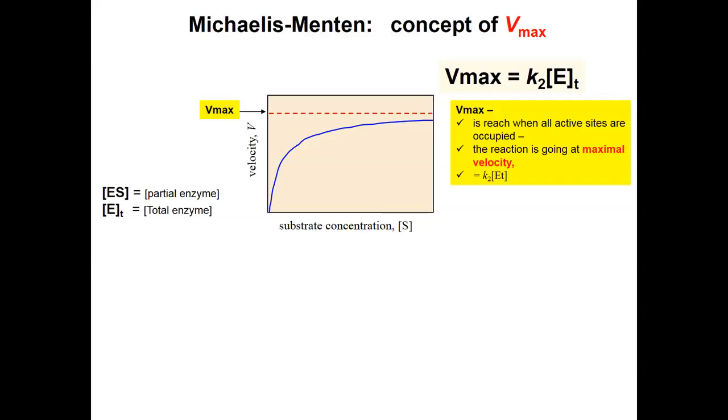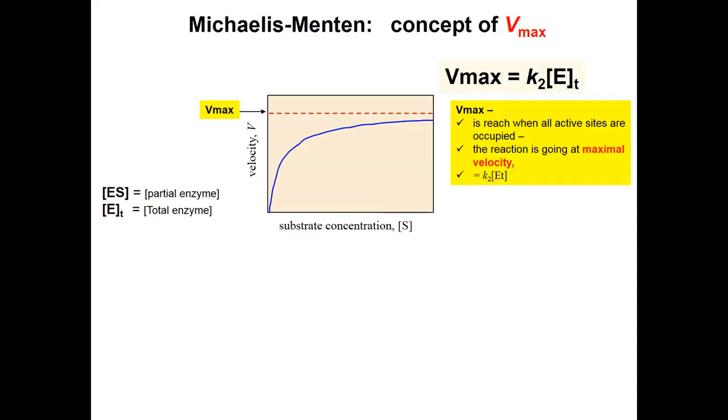As the substrate concentration increases, the velocity increases until you reach a plateau. At that point, all the enzymes are working. There is no more free enzyme to take on any substrate in order to increase the velocity. Does that make sense? That's why you have a plateau here. All the enzymes are working.